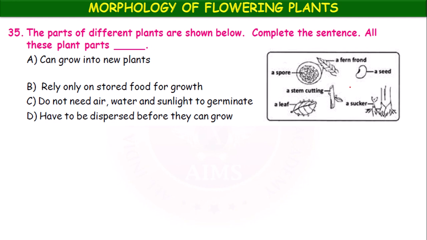Option A, rely only on stored food for growth. Next, option C, do not need air, water and sunlight to germinate. Option D, have to be dispersed before they can grow. Here, these are all reproductive structures, so they can grow into new plants.